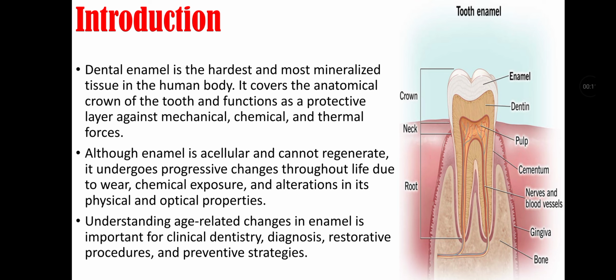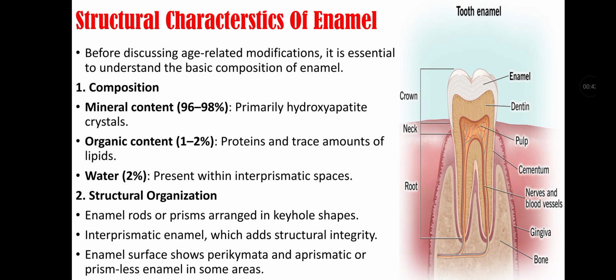Dental enamel is the hardest and most mineralized tissue in the human body. It covers the anatomical crown of the tooth and functions as a protective layer against mechanical, chemical and thermal forces. Although enamel is acellular and cannot regenerate, it undergoes progressive changes throughout life due to wear, chemical exposure, and alteration in its physical and optical properties. Understanding age-related changes in enamel is important for clinical dentistry, diagnosis, restorative procedures, and preventive strategies.